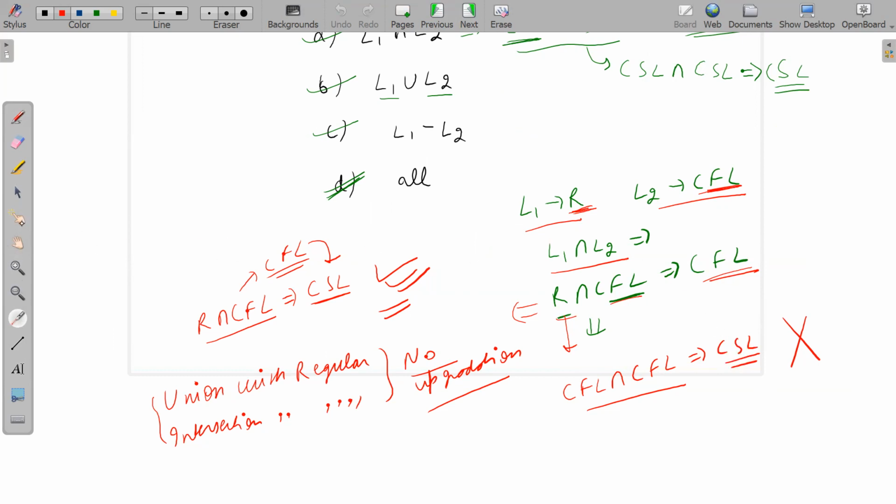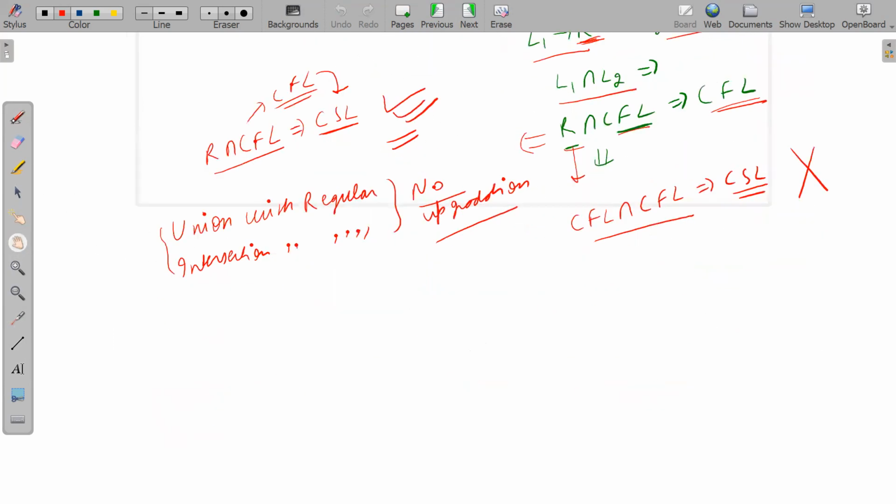Let me give you one more question so that you will get an idea about it. I am saying that regular intersection CFL will be: CFL, CSL, both, or none. The answer is obviously both. Why? Because regular intersection CFL is CFL. Now, since it is CFL, hence it is CSL also. So the answer will be both.